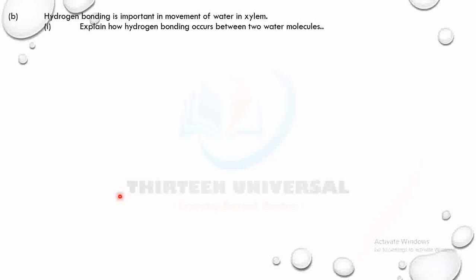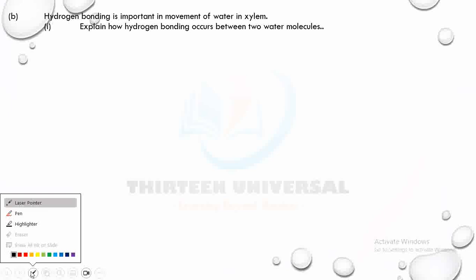Just 4 marks, guys. Hydrogen bonding is important in the movement of water in xylem. Explain how hydrogen bonding occurs between two water molecules. How does it occur, guys?